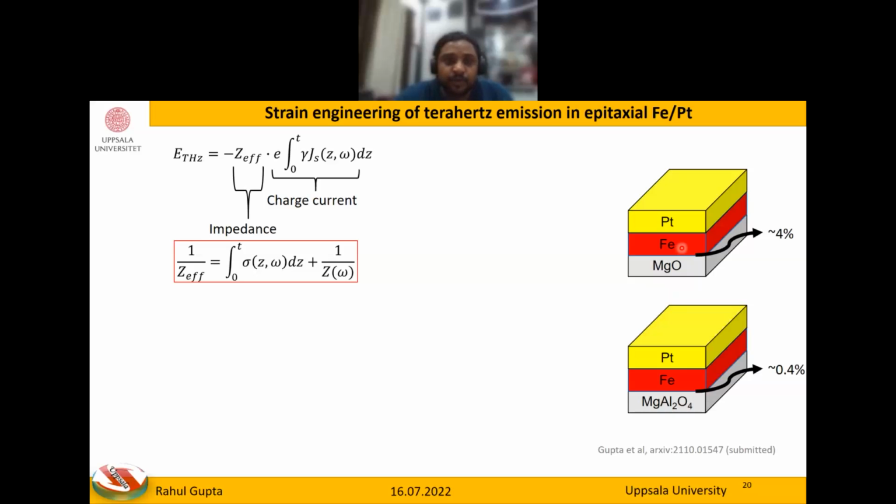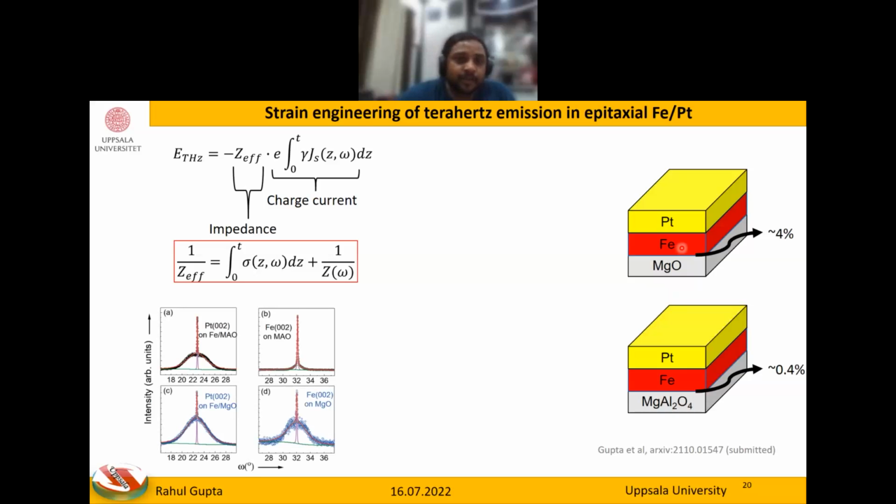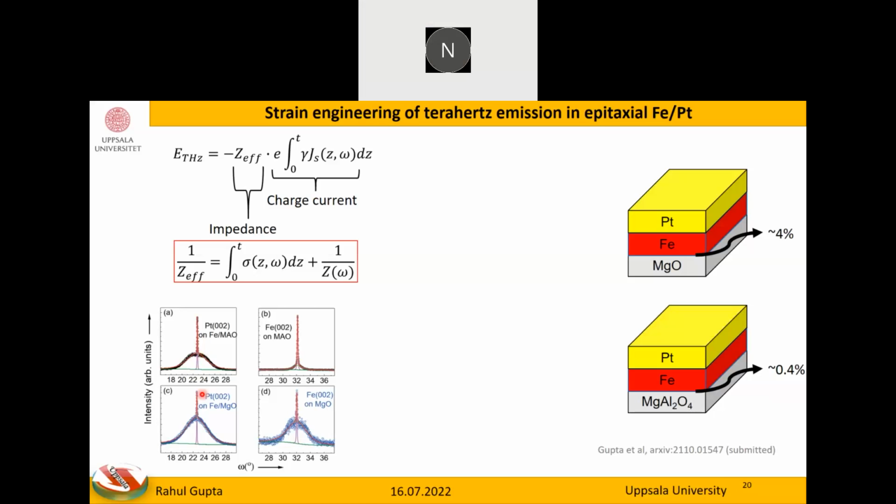So we measured the rocking curve in X-ray diffraction, and what we found is that when iron grows on magnesium aluminum oxide, the full width at half maximum along the 002 plane of iron is much smaller than when iron grows on MgO. However, the quality of the platinum is more or less similar.